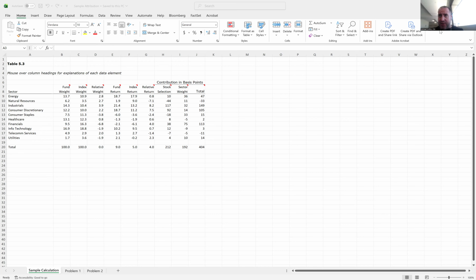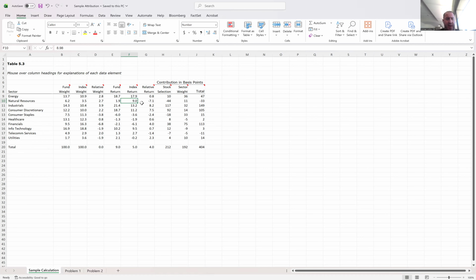I might have shared with you guys before, I try to manage my money close to the index weight of the sector weights. It helps keep certain risk measures in line. Then you have the relative weight, which is the difference between those two. Then you have the fund return and the index return as a whole, as well as on the individual sector components.